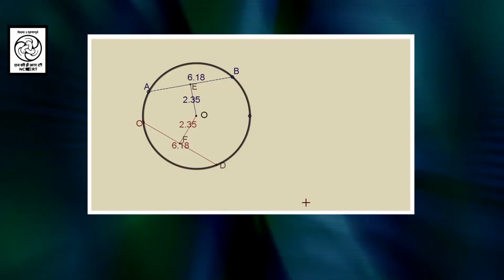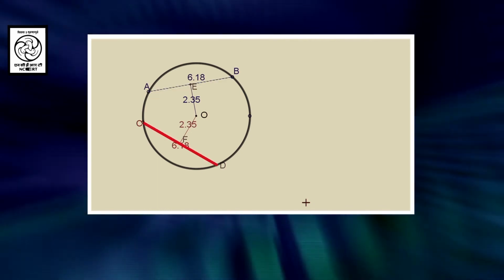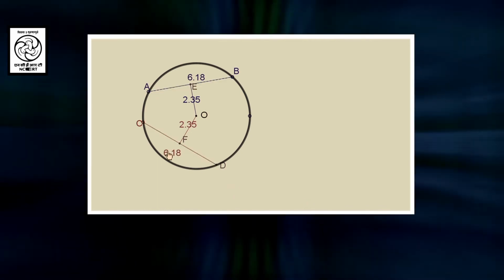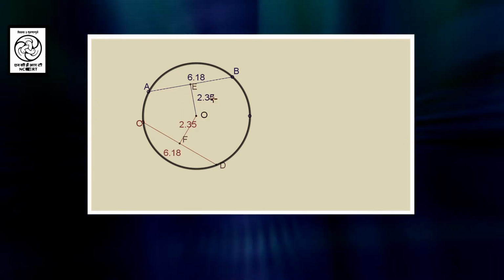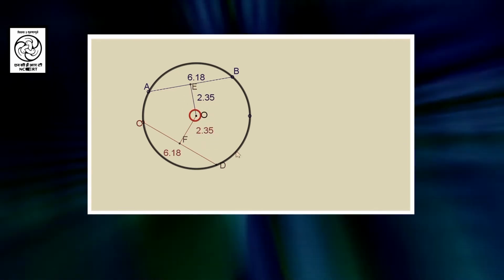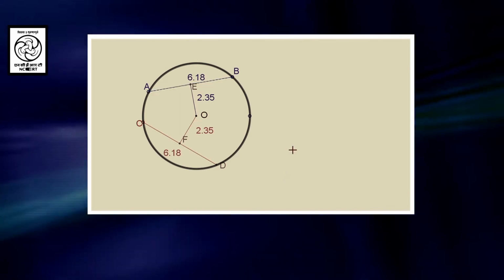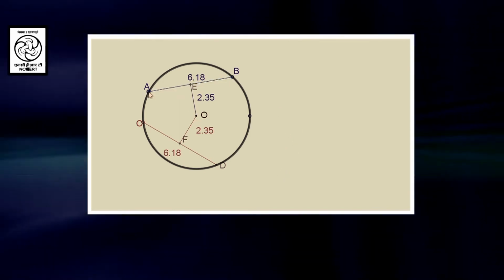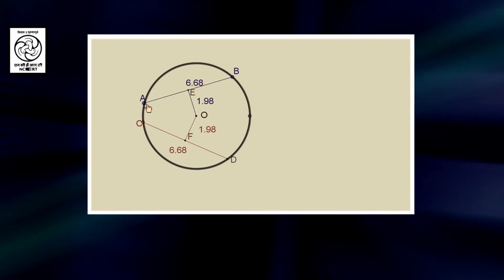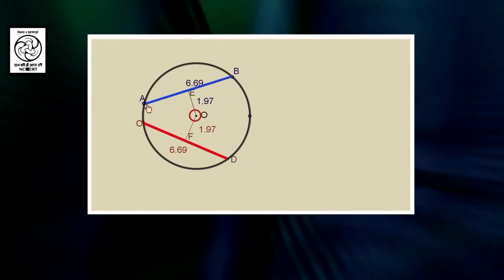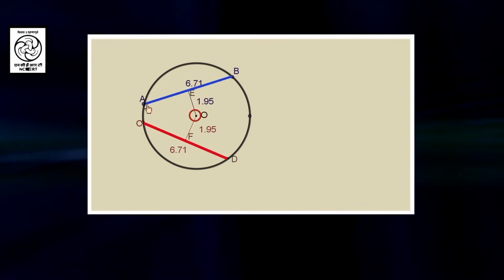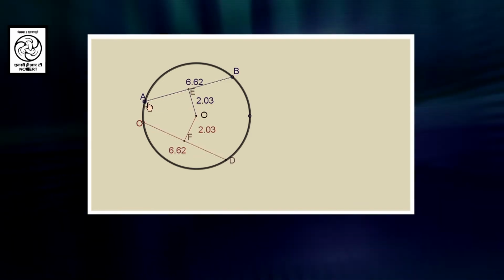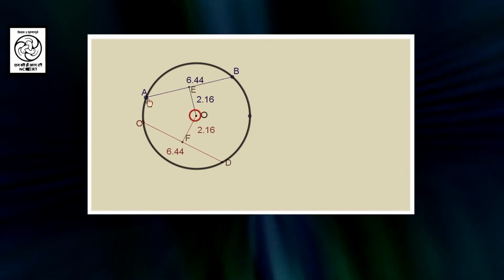In this circle, you can see there are two chords AB and CD. Both have equal length 6.18, and their distances from the center are also 2.35. Let us now change the length of AB. The length of chord CD is also changing so as to keep both lengths equal, and you can observe that the distances from the center are also equal.